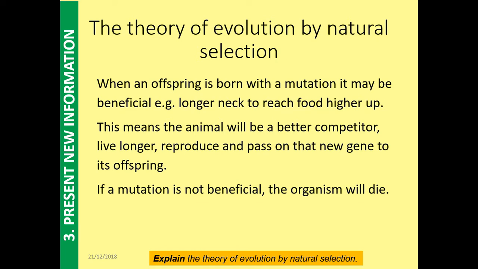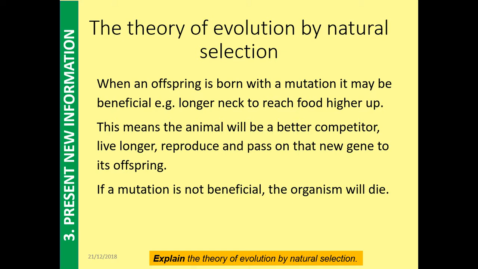And Darwin came up with this theory of natural selection, which he referred to as survival of the fittest. He said that if an offspring is born with a mutation that is beneficial, for example, the giraffe being born with a longer neck so it can reach food that other giraffes can't get to, that animal will be a better competitor, live longer, reproduce and pass that gene on to its offspring. And as I said before, if the mutation is not beneficial, the organism will die before it has a chance to pass on that genetic trait.